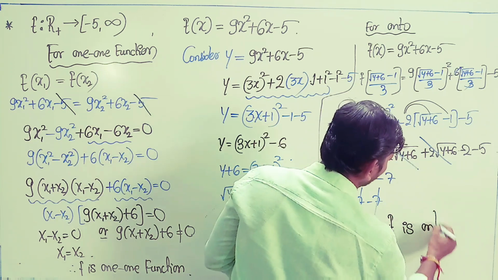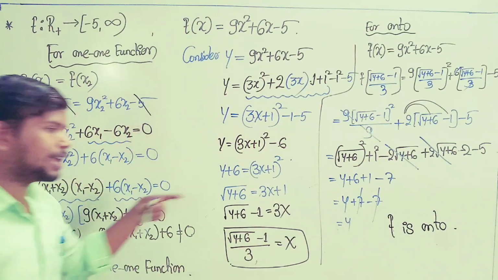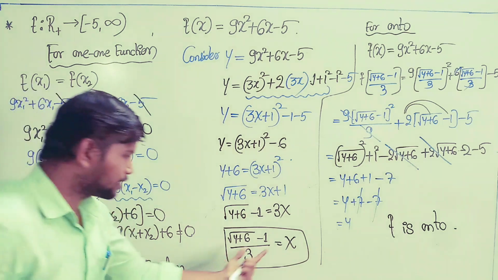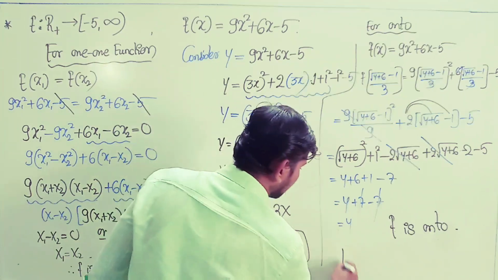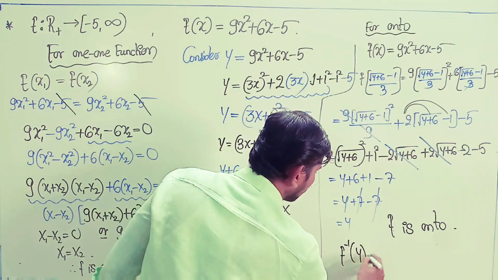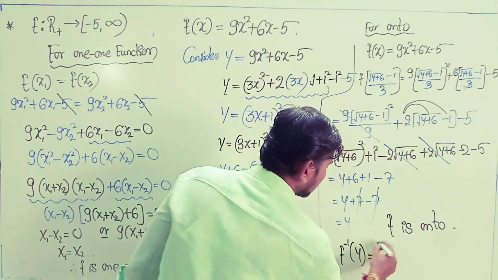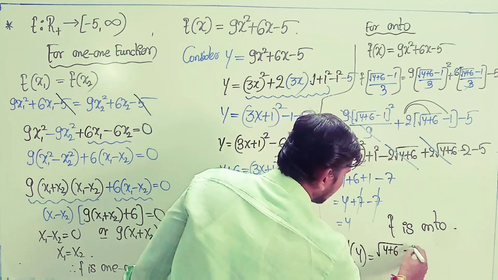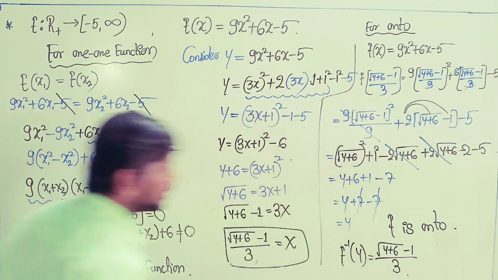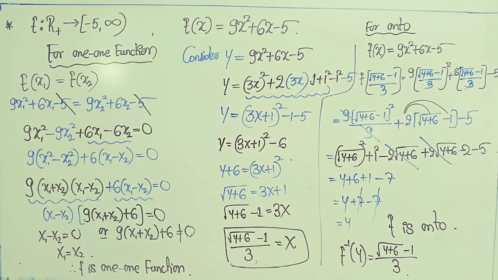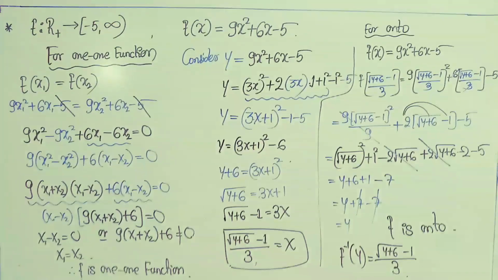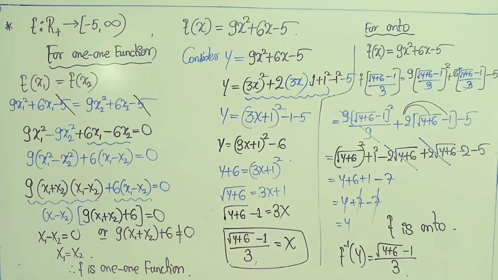F is on 2. If the function is 1-1 as well as onto, then only the inverse exists. This x is nothing but f inverse of y. What is f inverse of y? The value is (root of (y plus 6) minus 1) divided by 3. Got it? It's very simple. Just see it again and again, and you will get the regular steps.